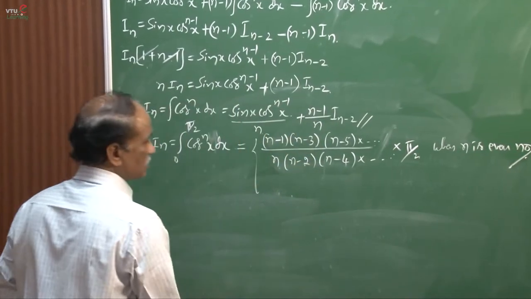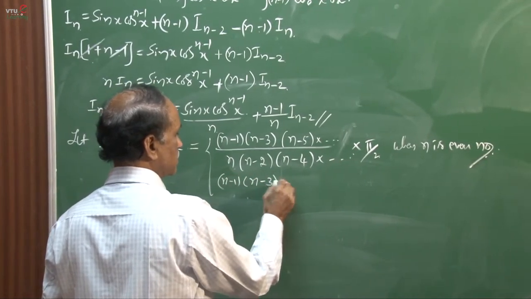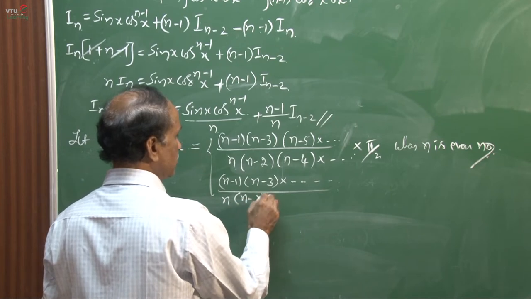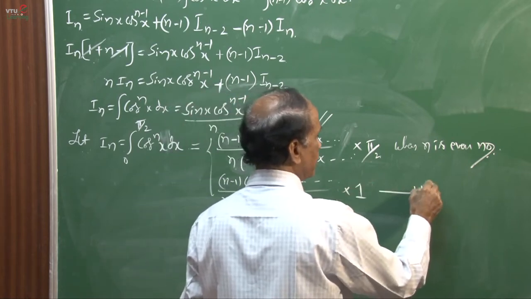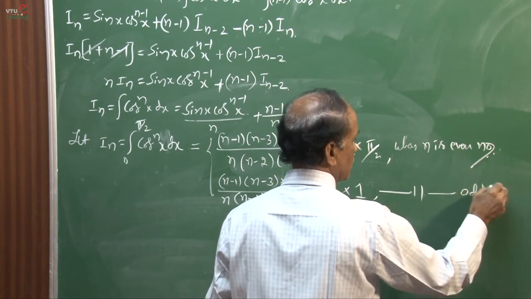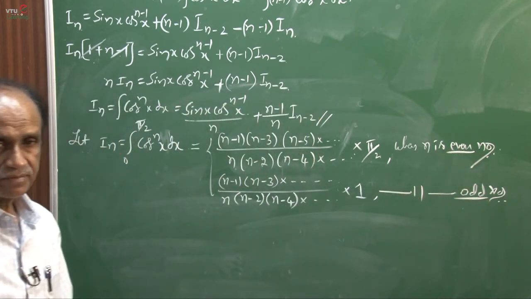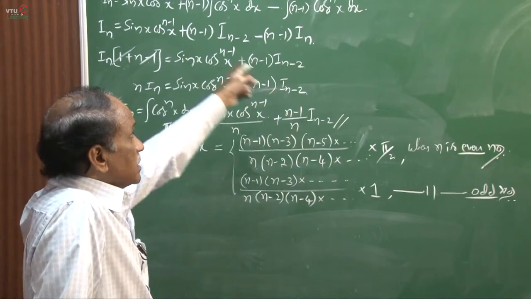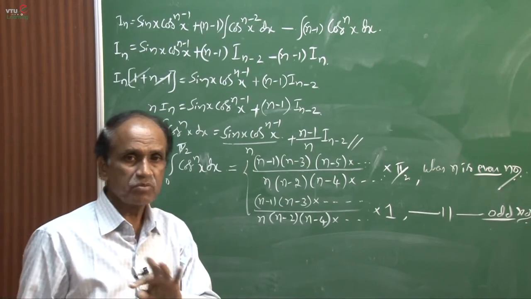When n is odd, it will end with 1 instead of pi by 2: n minus 1, n minus 3 multiplied and so on, whole divided by n into n minus 2, n minus 4 multiplied and so on, multiplied by 1, when n is an odd number. I will clarify the even case when I take the first problem itself. In the first problem, what is the power of sine, what is the power of cos, and what is the power of sine and cos together. All these three clarifications I will give in the first three problems.